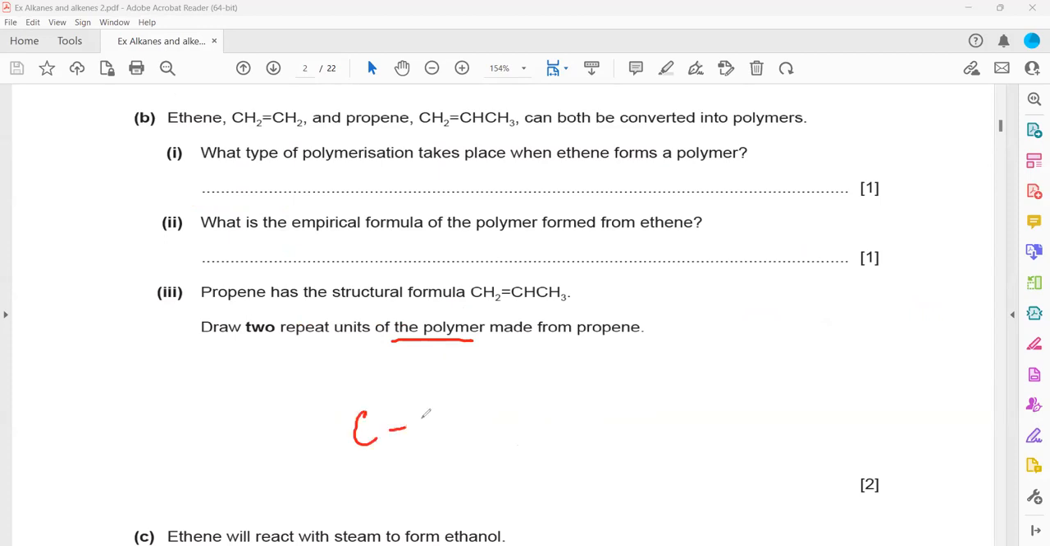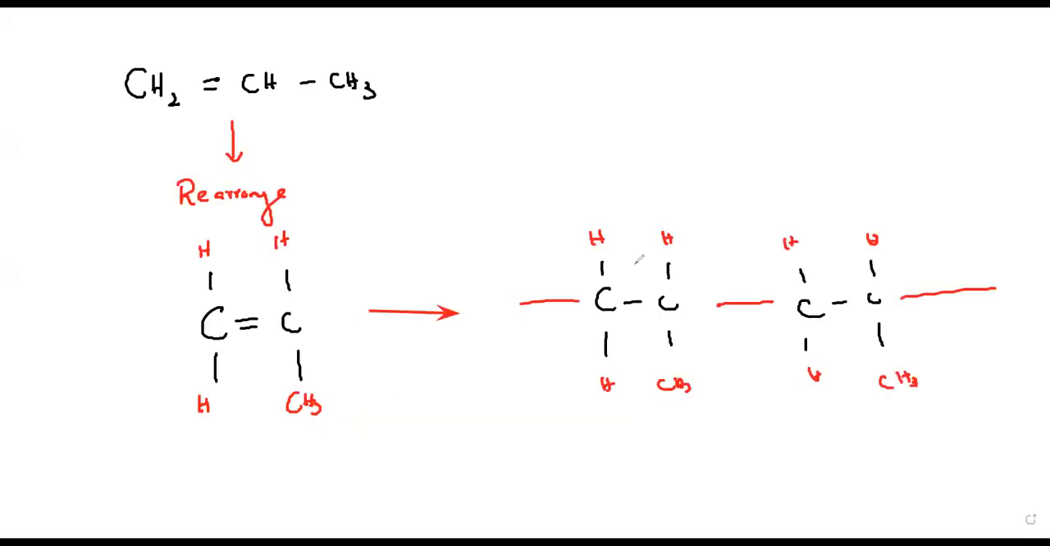So this is one, as we did. So this is one unit, this is another unit, and they're linked together. Don't put a bracket, don't write n. Keep this thing in mind. According to the question, you have to answer.